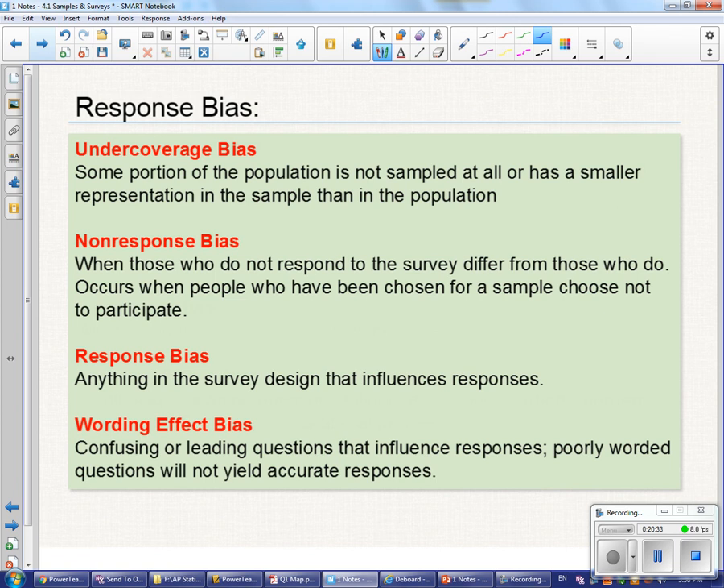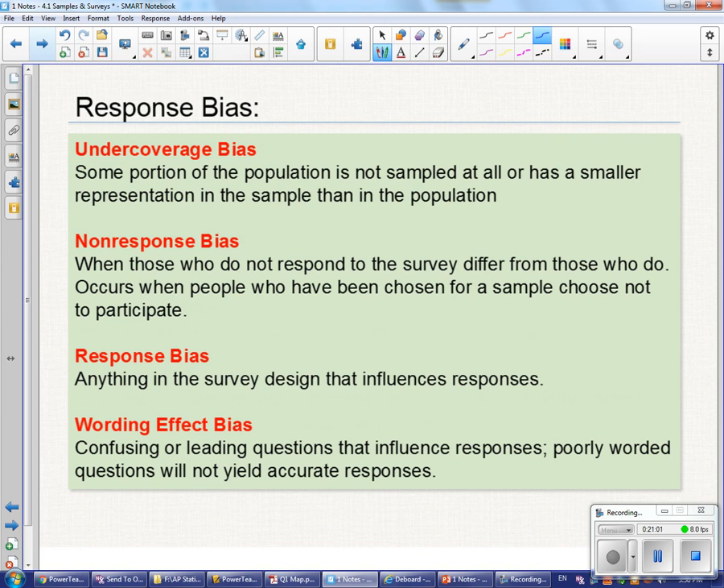Non-response bias is another type of situation. It's a little bit different from undercoverage. It's basically when those who have been chosen, so if you have selected a sample and you've identified the individuals that you want to complete a survey, but there are some people who simply won't complete it or don't submit it, that's what we call non-response. So it's when those who do not respond to the survey differ from those who do. It occurs when people who have been chosen for a sample choose not to participate.